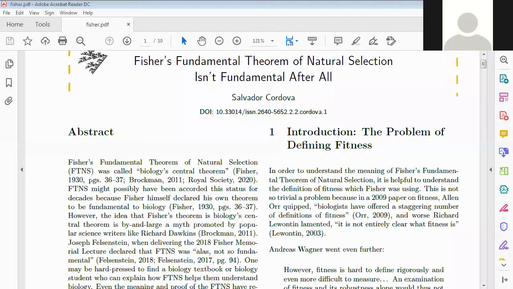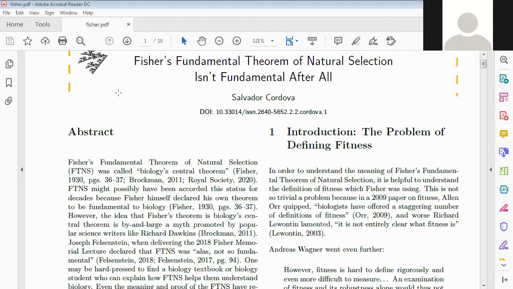Fisher's fundamental theorem of natural selection. If you'll forgive me, I'm going to go ahead and share my screen and read from the paper a little bit, because I took a lot of time to carefully word it. Reading from this, even though I wrote it, is going to be a little easier because I tend to fumble with my words. Fisher's fundamental theorem of natural selection was called biology's central theorem, and I'll abbreviate it FTNS.